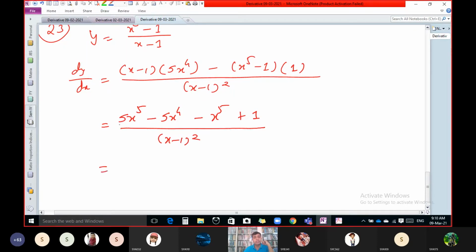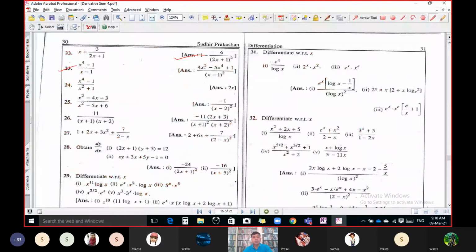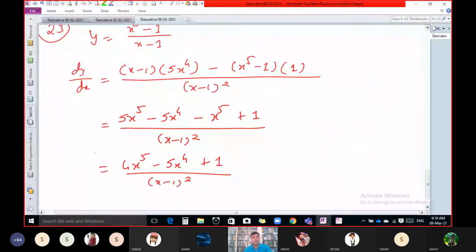So my final answer: 5x raised to 5 minus x raised to 5, that is 4 into x raised to 5, minus 5 into x raised to 4 plus 1, upon (x minus 1) the whole square. This is my final answer. 4x raised to 5 minus 5x raised to 4 plus 1 upon (x minus 1) the whole square. Question number 24.